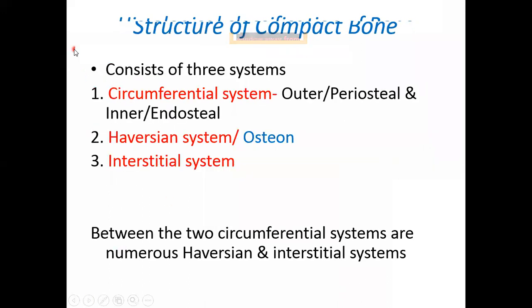Now coming to the structure of the compact bone. We have three systems. First is the circumferential system, which goes like a circle: outer periosteal and inner endosteal. Then you have the Haversian system, which is also called the osteon. And in between the two, we have the interstitial system. So there are three systems.